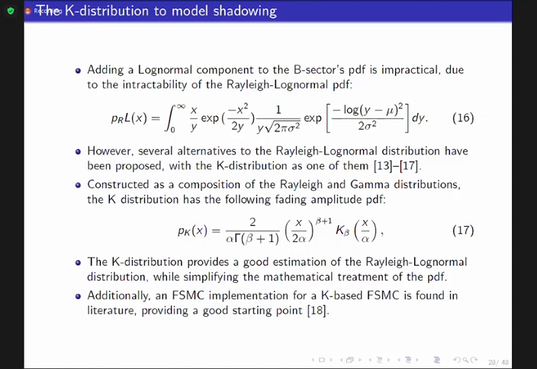The K distribution is one of them. What's the K distribution? It's just a composition of a Rayleigh and a gamma distribution. That's the PDF shown in equation 17. This distribution provides a good estimate of the Rayleigh log normal distribution while having a much simpler mathematical treatment. And of course, we have the advantage that there's already an implementation of an FSMC using K distribution in reference 18. So this is a very good starting point.